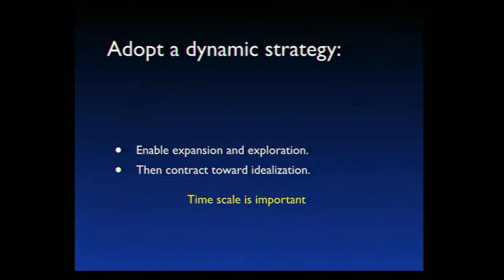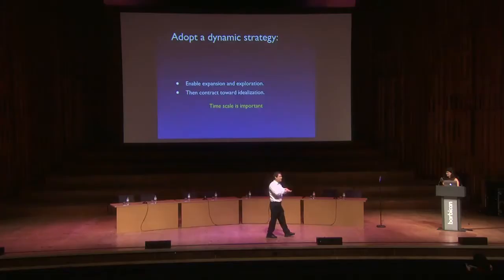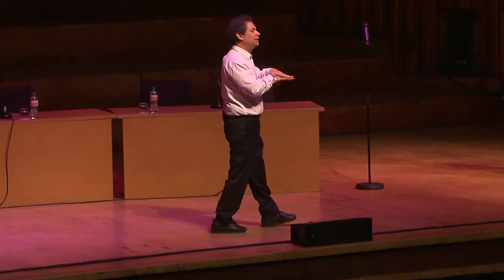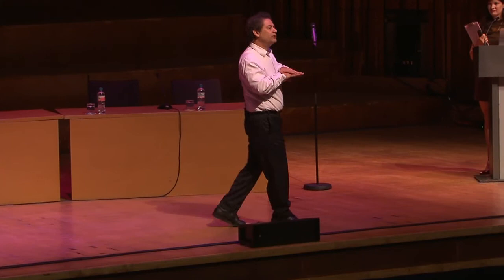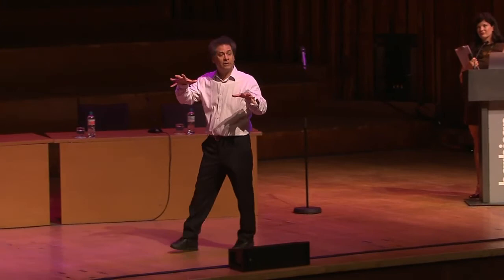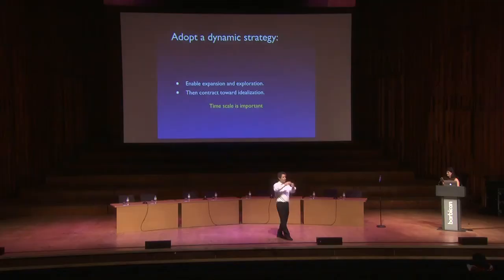Because balance suggests that they kind of are happening at the same time, and it may turn out that that's actually not the best way to do it. It may be better to have a period of time, like a brainstorming session, where you do your divergence, and then afterwards you do your convergence. Is that clear? And how much time you spend in one or the other.